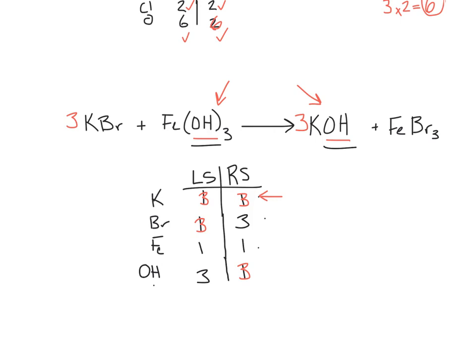We have 3 potassium over here and 3 potassium over here. We have 3 bromine over here, and we have 3 bromine over here. Iron, we have just the 1, and just the 1 over here. Hydroxide, we have 3 over here, and we have 3 over here. And so now we are balanced.